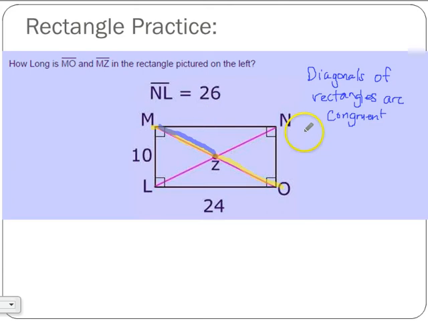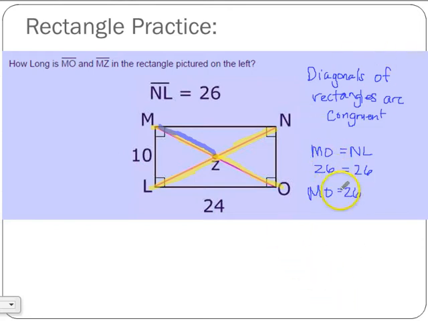So we are given that the length of NL is 26. If NL is 26, what must MO be? Well, the diagonals are congruent, so that means MO has to be equal to NL. So if NL is 26, MO must also be 26. So MO equals 26 units.